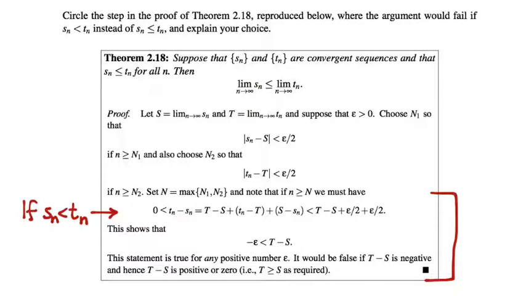But what was the conclusion of this argument? If minus epsilon is less than t minus s, then that means that t minus s is positive or 0, right? Is greater than or equal to 0. And so no matter what, we still come out with the same conclusion that, not the Sns, but the limits of the Sns and the Tns are not guaranteed to be less than, but in fact less than or equal to.